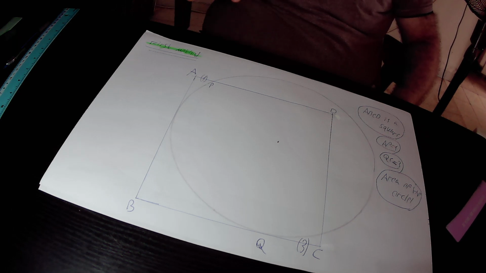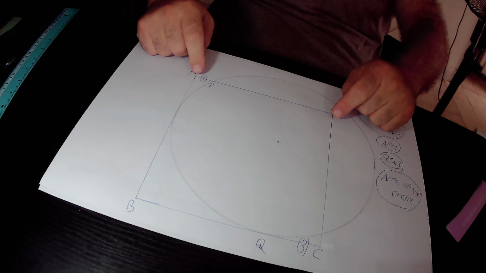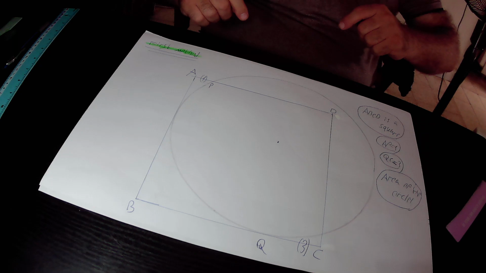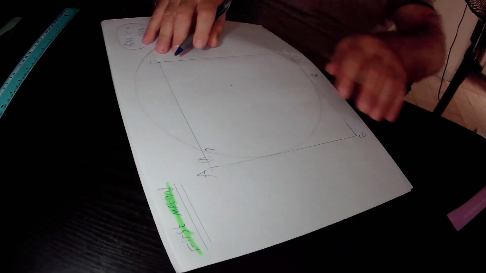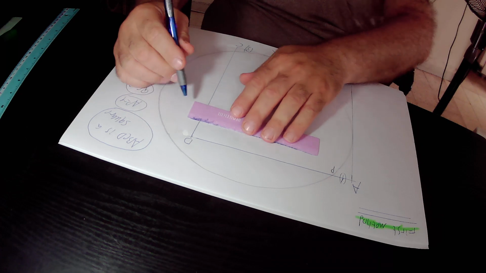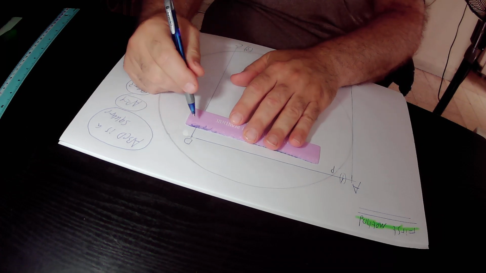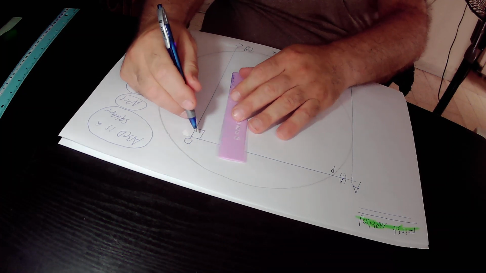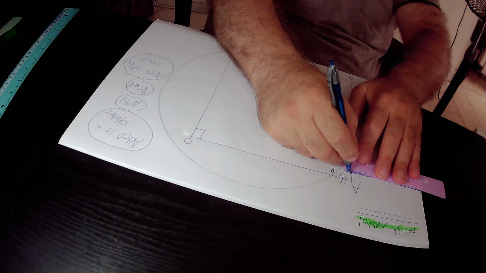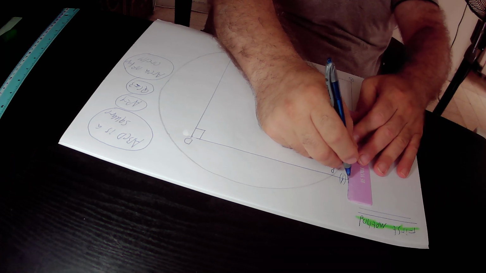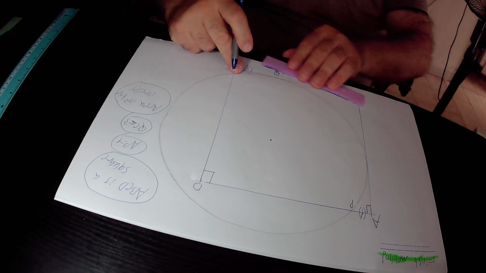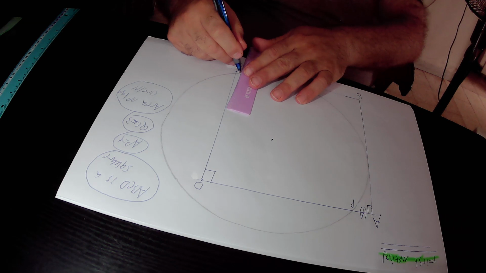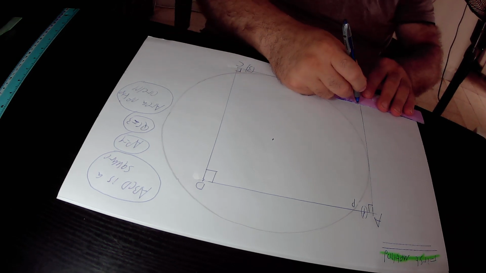First of all, ABCD is a square, and therefore all those 4 angles inside square ABCD are right angles. So this is a right angle. This is also a right angle. This is a right angle. And this is a right angle.